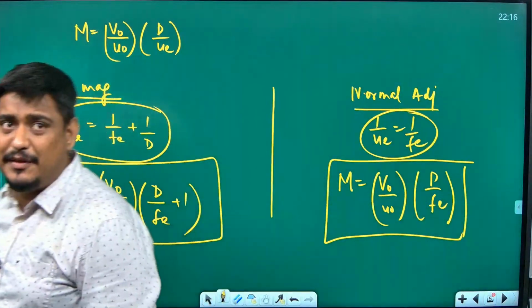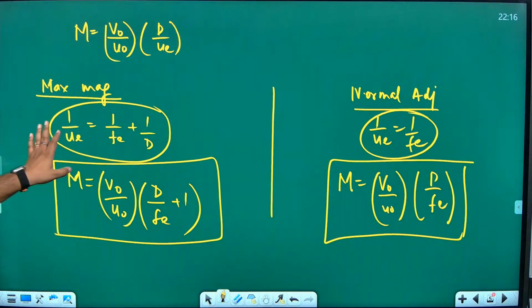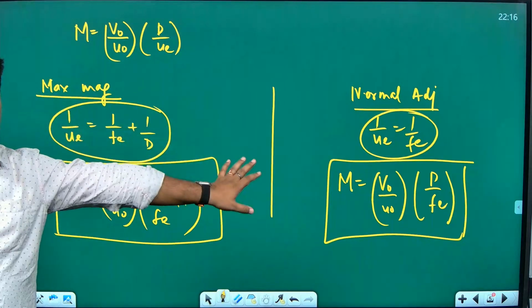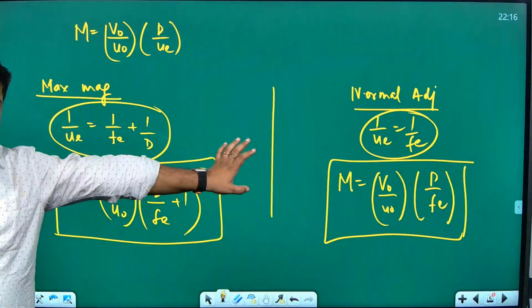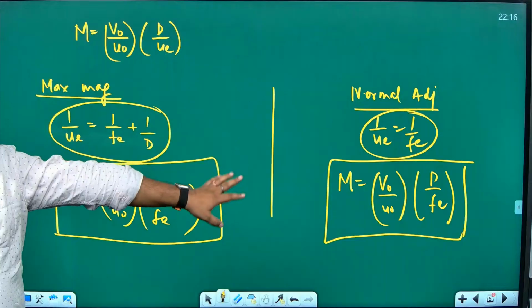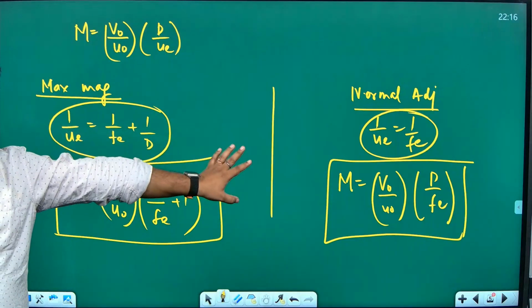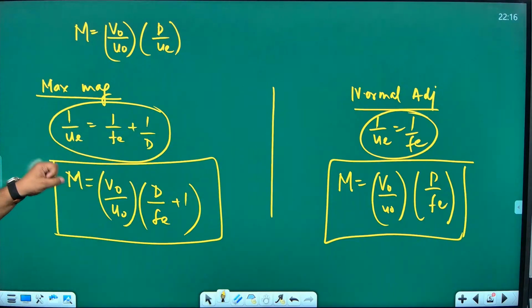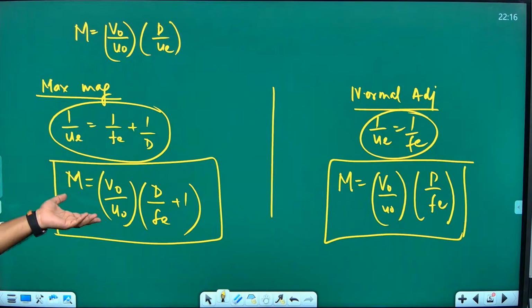So, for maximum magnification, I will take the condition that U will be Ue and V will be D. For normal adjustment, U will be Ue and V will be infinite, because in that case I am going to have least magnification, but I am going to have a relaxed eye condition. Here I am going to have maximum magnification, but a strained eye condition.